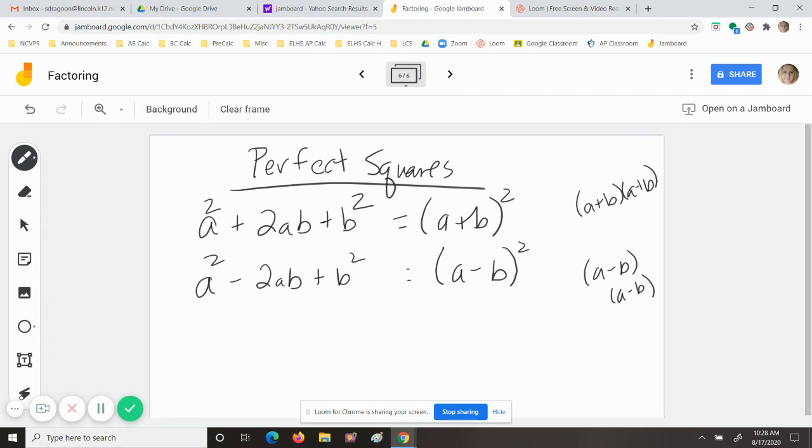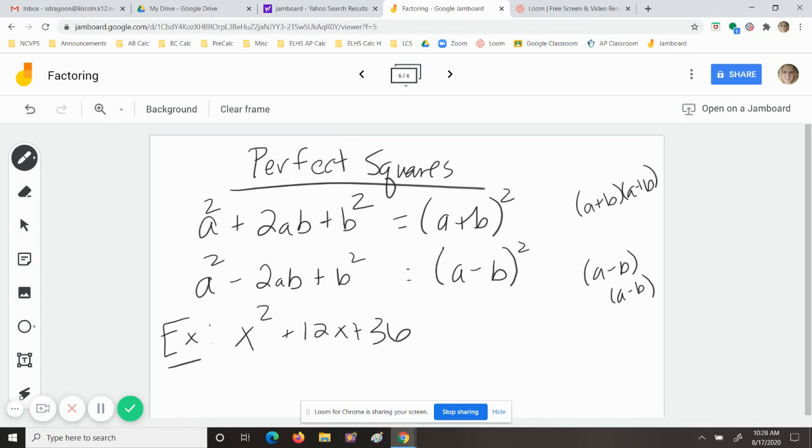Remember, when we square something, we multiply it by itself. So let's talk about an example. Let's see what this might look like. We're still going to have three terms. So let's say we'll start with a pretty easy one that we could factor a different way, just so we can see it both ways.